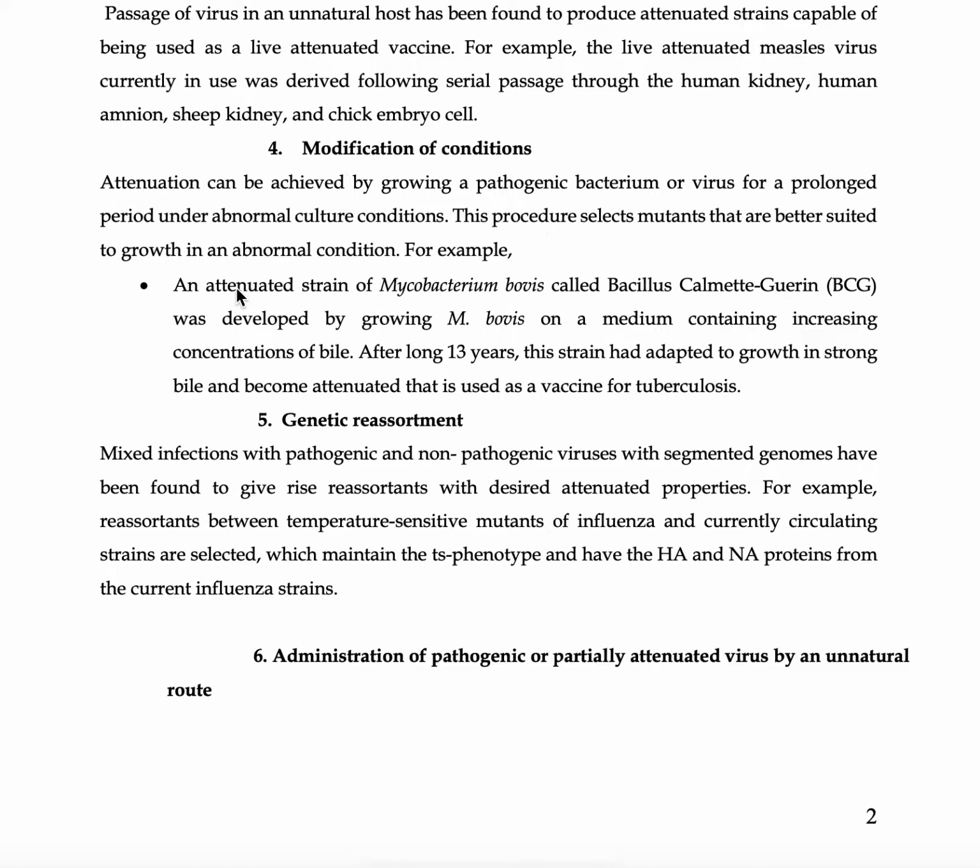So, for example, an attenuated strain of Mycobacterium bovis called Bacillus Calmette-Guérin, BCG, the BCG vaccine.